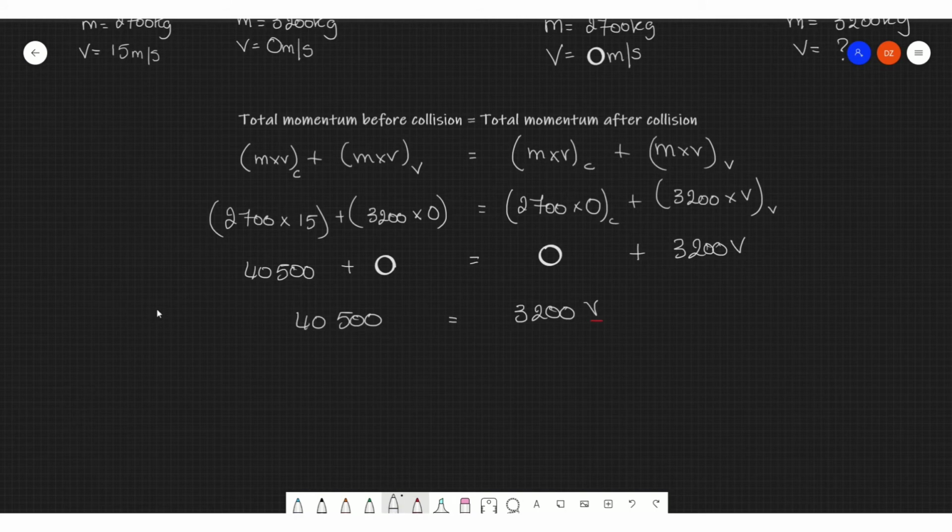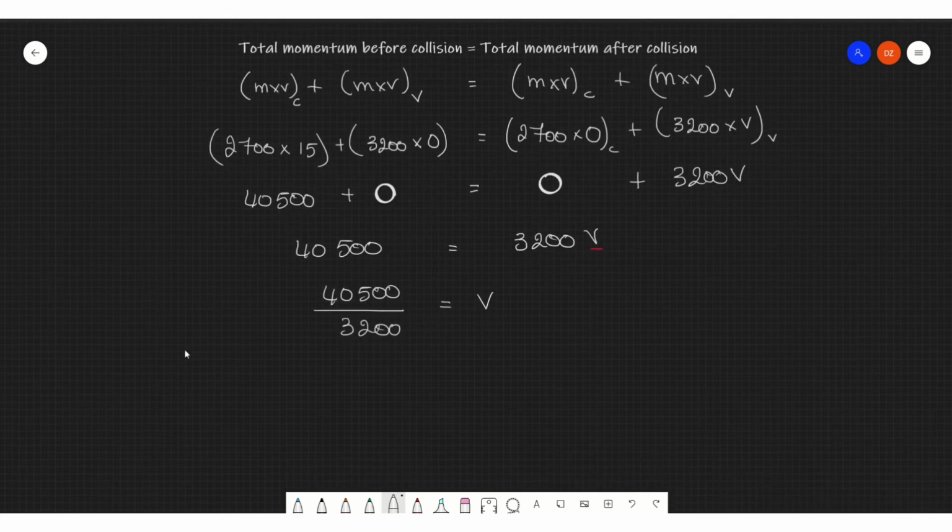Now we need to find the velocity of the van, so we need to make V the subject of the formula, and to do that we have to remove the 3,200 from the V and take it to the other side. From multiplication it ends up becoming a division. So we end up with 40,500 divided by 3,200 equals V. You work that out and you find that V is equal to 12.66 meters per second, to 2 decimal places.